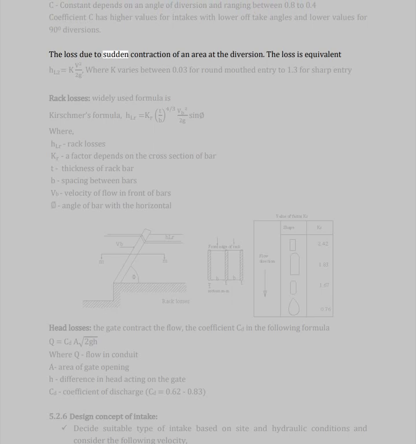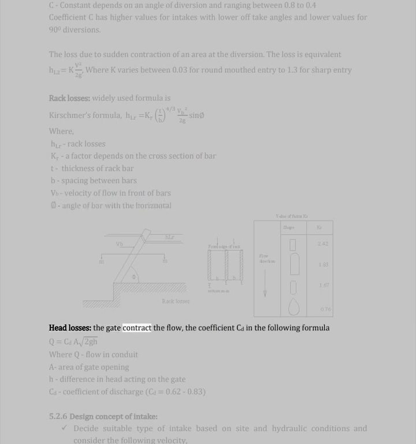The loss due to sudden contraction of an area at the diversion. The loss is equivalent to H = K V²/2g, where K varies between 0.03 for round-mouthed entry to 1.3 for sharp entry. Rack losses. A widely used formula is Kirchner's formula, H = K (t/b)^(4/3) (V²/2g) sin θ, where H is the rack loss, K is a factor that depends on the cross-section of the bar, t is the thickness of the rack bar, b is the spacing between bars, V is the velocity of flow in front of the bars, and θ is the angle of the bar with the horizontal.